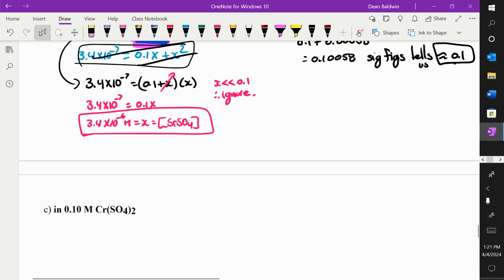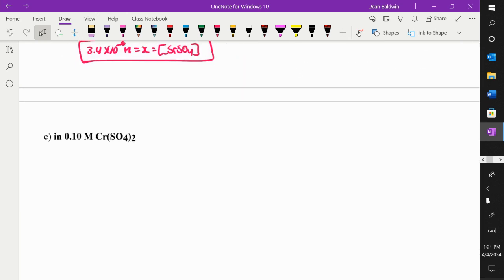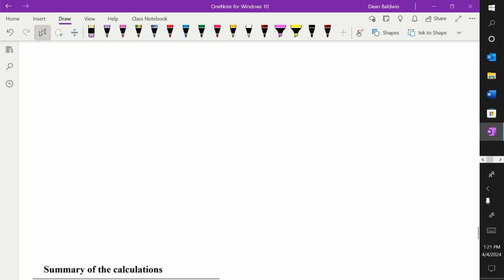All right. One more. Last one. What if we do the chromium? Should this number be bigger or smaller than this number? It should be smaller, right? Because we're going to have double the amount of sulfate. All right, we're going to do the ice table on our own now.